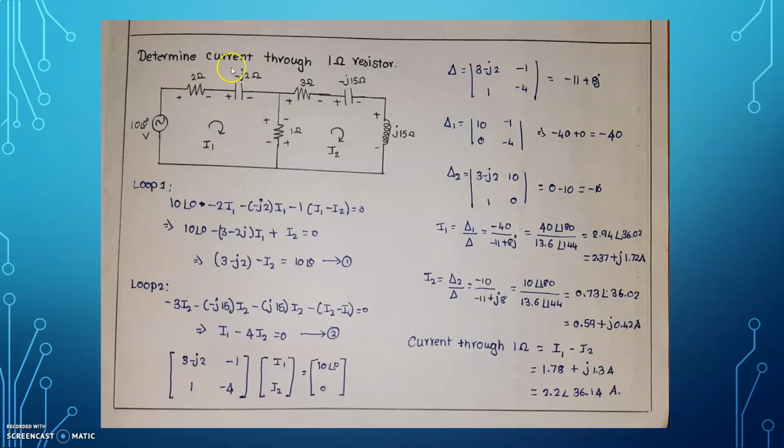Next, this is an example problem for AC analysis. Determine the current through the 1 ohm resistor. The difference between I1 and I2 is the current flowing through the 1 ohm resistor. First consider the loop currents I1 and I2, always in the clockwise direction. Apply KVL for loop 1: 10 into angle of 0 degrees minus 2 into I1 minus j2 I1 minus 1 into (I1 minus I2) is equal to 0. Simplify this equation, rearrange and combine the I1 and I2 terms.